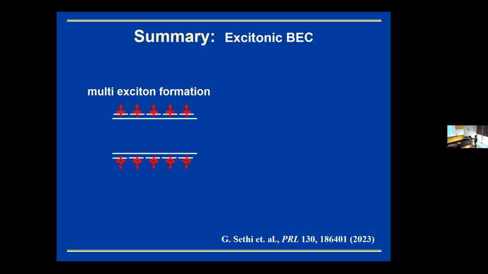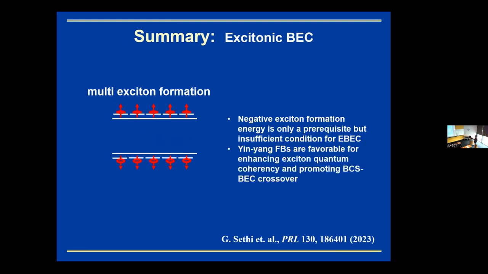In the second paper, we discussed the multi-exciton formation energy. We further show that negative exciton formation energy is only a prerequisite, but an insufficient condition. That means although excitons can spontaneously form with negative formation energy, they don't necessarily condense with quantum coherence. To show quantum coherence, you have to show the off-diagonal long-range order, and we show that flat bands can enhance this quantum coherence and promote the BCS to BEC crossover.